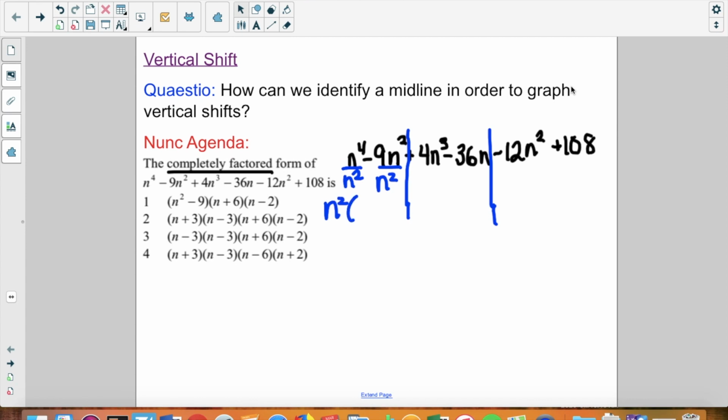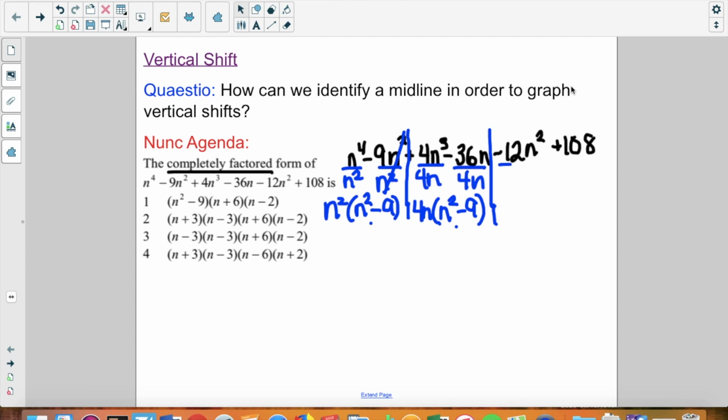And we get n squared, and in parentheses, n squared minus 9. So those cross out. Now looking at the middle pair, we have 4n cubed and a 36n. So the GCF there is 4n. So when we factor out a 4n, we get n squared minus 9. Notice the 2 parentheses are the same. That means we're on the right track. We need all of the parentheses to be the same.